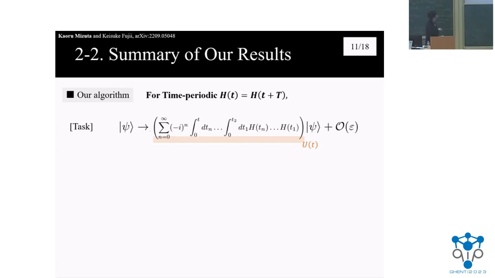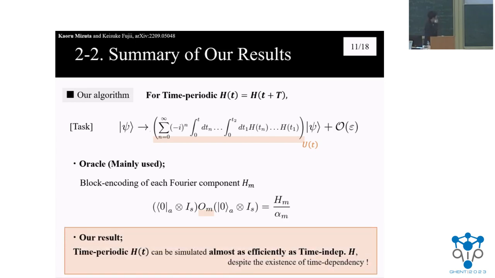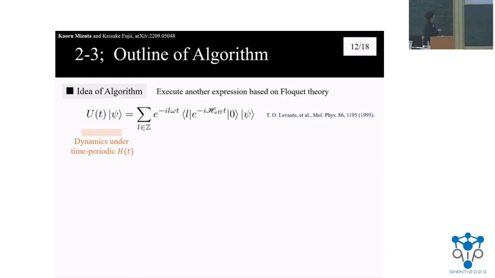So we summarize our results. We have developed a Hamiltonian simulation algorithm for time-periodic cases. In our algorithms, we use the block encoding for each Fourier component Hamiltonian H_m as an oracle. Here, the block encoding is denoted by O_m, which is a unitary gate whose diagonal block elements give the Fourier component Hamiltonian. Our results show that time-periodic Hamiltonians can be simulated almost as efficiently as time-independent cases, despite the existence of time dependency. Here, I briefly outline our algorithms.